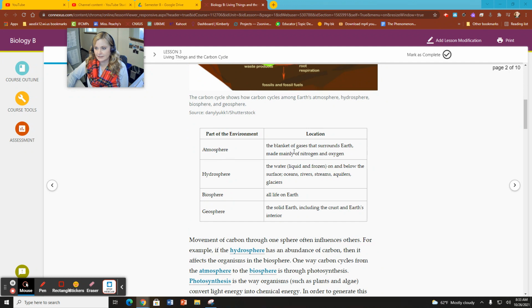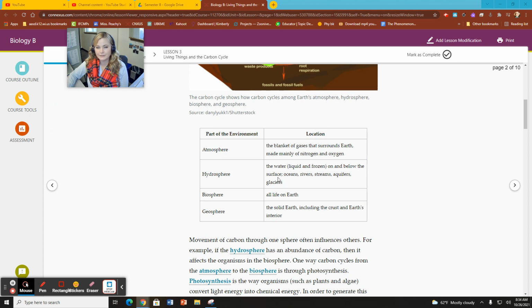So we can see the different parts of our environment: the atmosphere, the hydrosphere, the biosphere, and the geosphere. We're defining these and talking about what parts of the earth make these up. You'll notice here the atmosphere is all the gaseous envelope that surrounds the earth. The hydrosphere is the water.